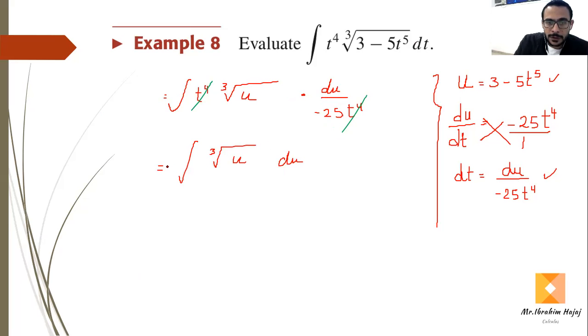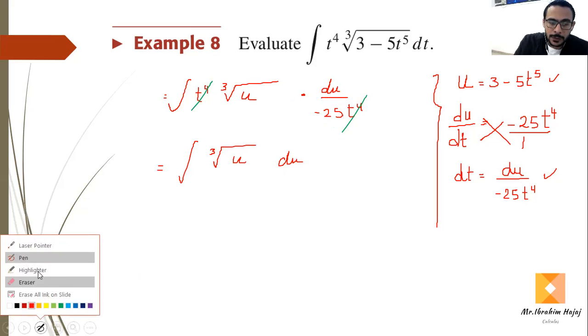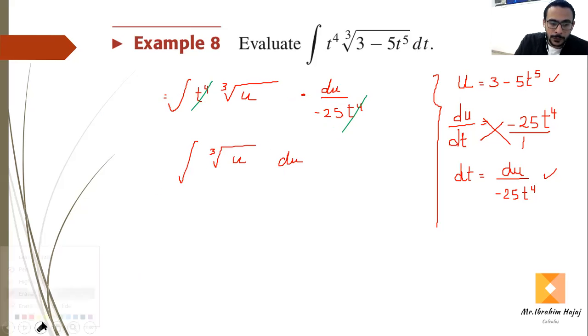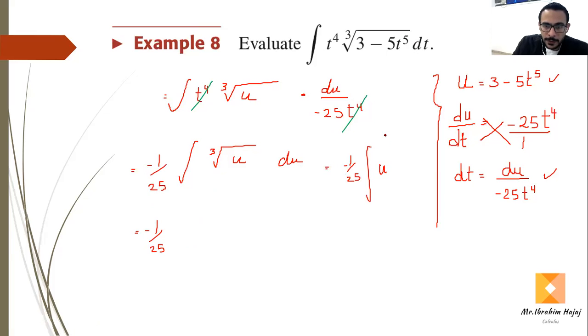For the negative 25, we have to move it out through the integral sign as a constant. Take out 1 over 25, negative 1 over 25, because it is in the denominator, equals negative 1 over 25, and integrate here. We know that cubic root of u can be written as u to the power of one third, because the inner exponent is 1 and the outer exponent is 3. Now it's u to the power of, add 1 to 1/3.